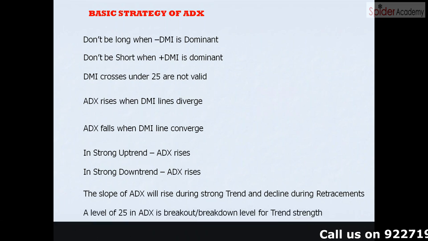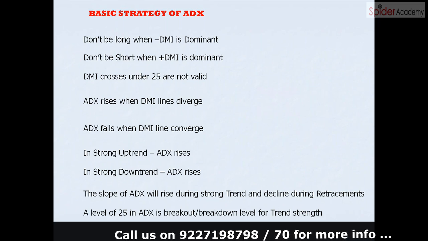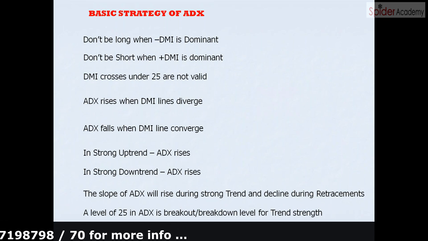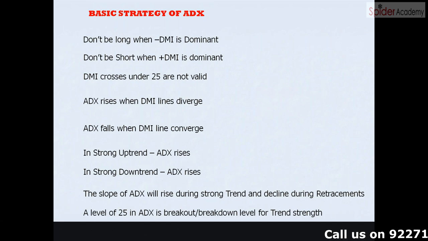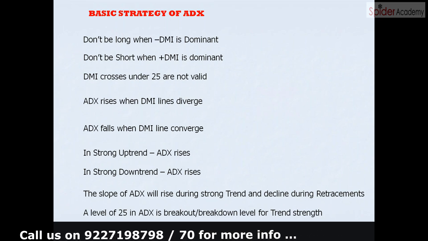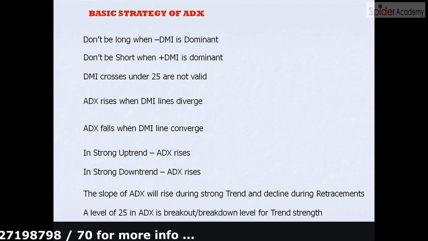A level of 25 in ADX is the breakout or breakdown level. तो अपने लिए 25 is the level above which there will be strength, means breakout level. Below 25 की वैल्यू का कोई हमारे लिए वैल्यू नहीं है. Below 25 10 बार ऊपर नीचे हो जाए, we are not worried. We have to take a trade only when the DMI crosses 25 or else the ADX line crosses 25.